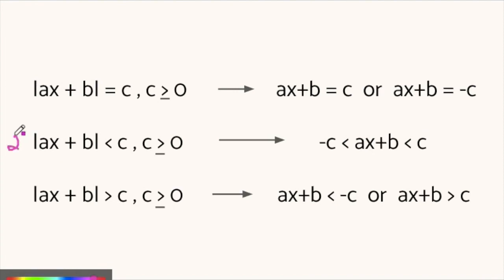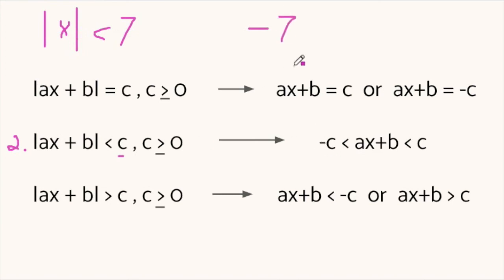The second rule is with a less than symbol. If we have a number in between the absolute value symbols and it's less than c, -c is going to be less than whatever is inside the absolute value, and that's going to be less than c. Let's use the same example to understand this better. If we have something like this, that's going to mean that -7, -c, is less than x, which is inside the absolute value, less than 7.